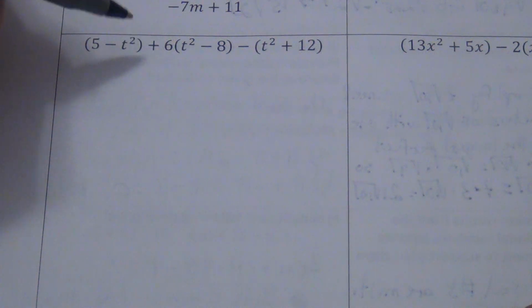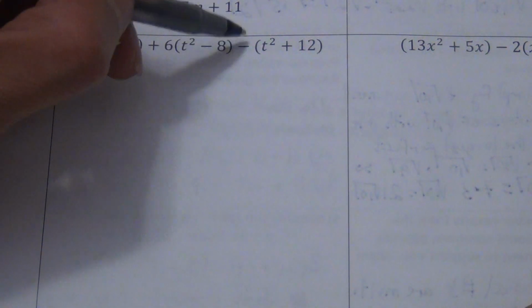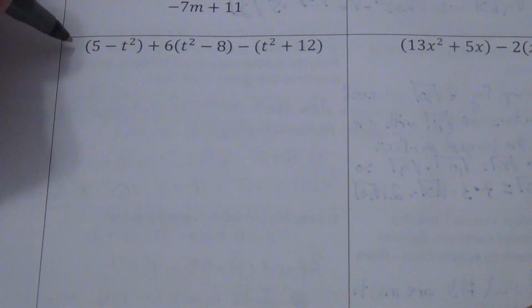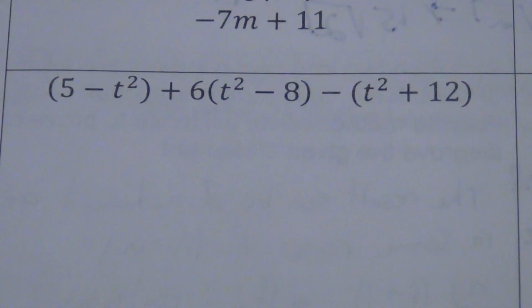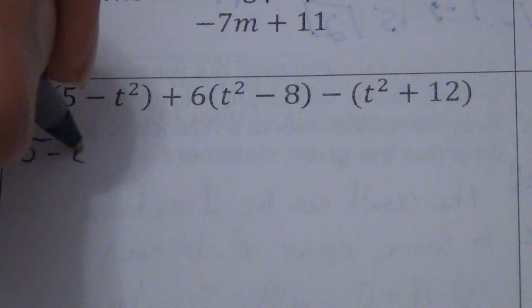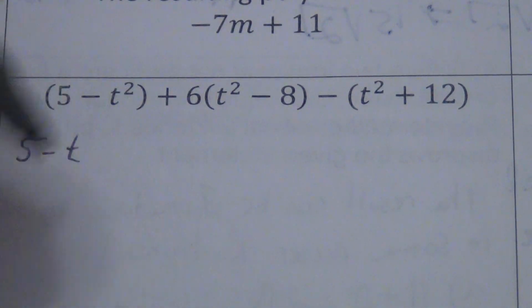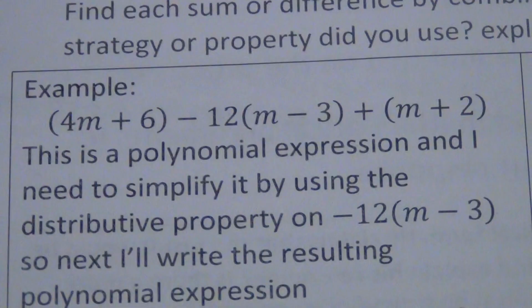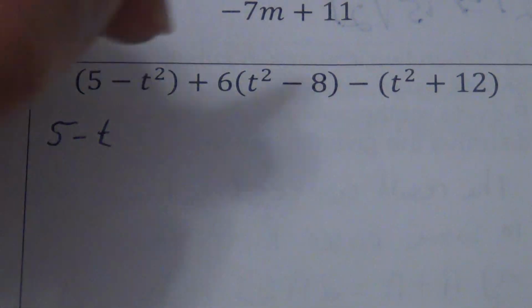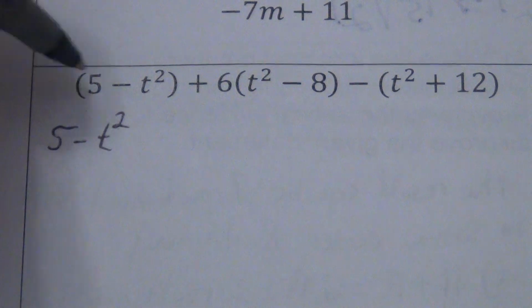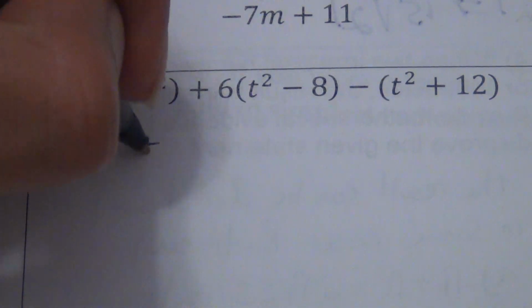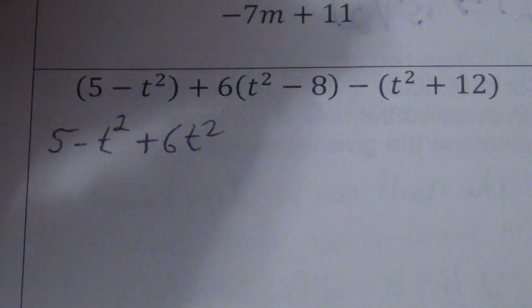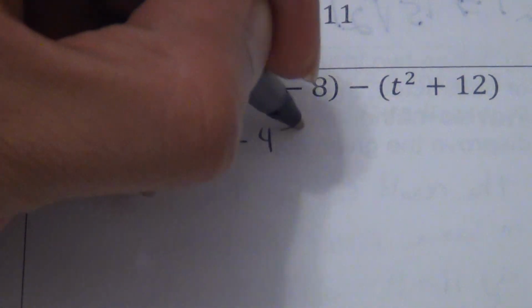So I will use the distributive property twice. I'm going to use it right here and I'm going to use it right here. Here there is no negative sign, so I'm good with that. So I write 5 minus t squared. If you are writing what I'm writing right now, I'm going to mark it wrong because I said you need to provide this explanation, to the best of your ability. So everything I'm saying you might want to write. So 5 minus t squared, that's it, I remove it. This is a plus, but I have to use the distributive property because I have a number. So positive 6 times t squared is positive 6t squared. Positive 6 times negative 8 is negative 48.